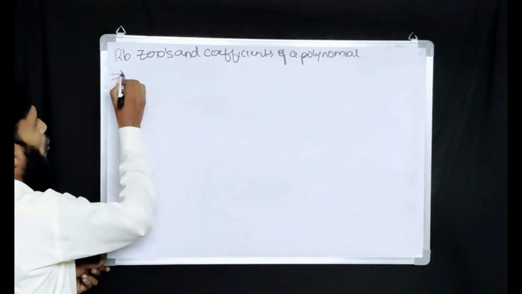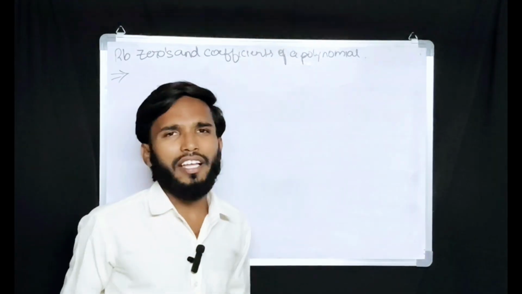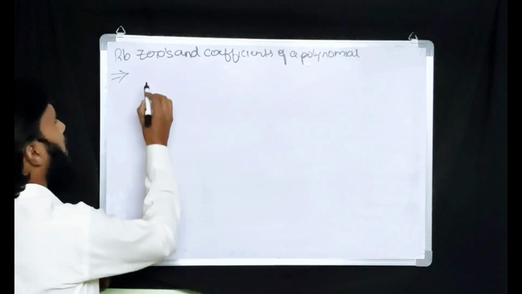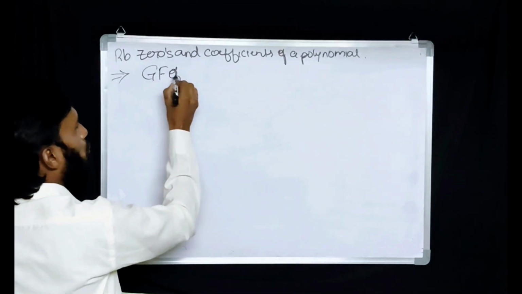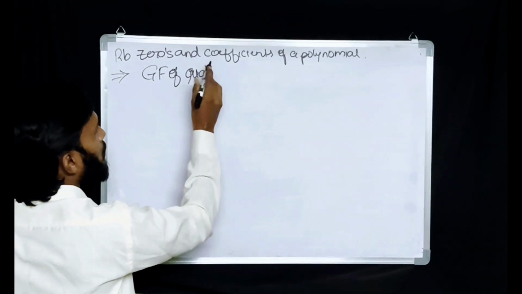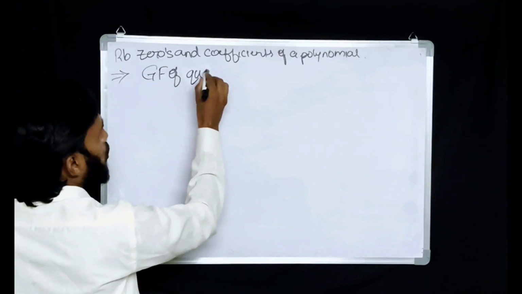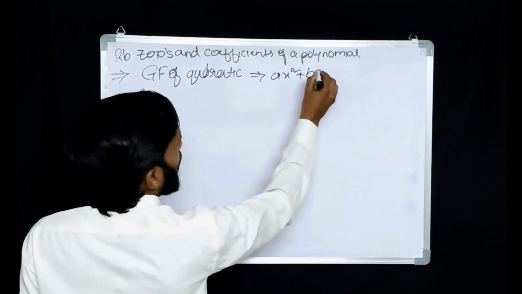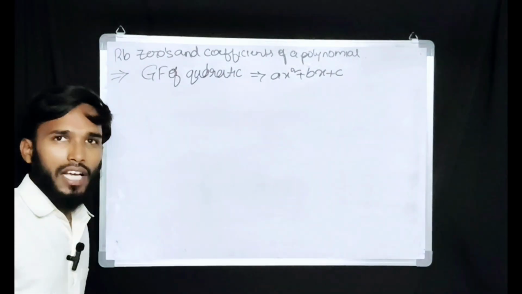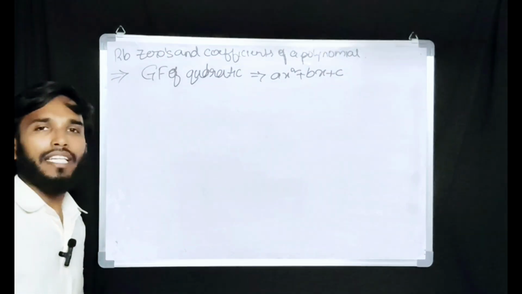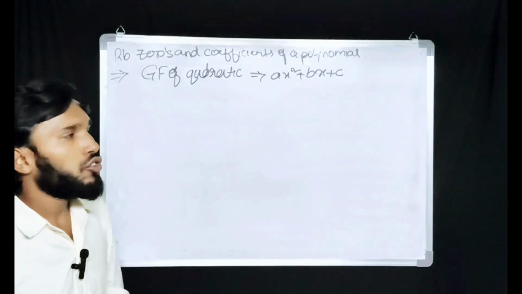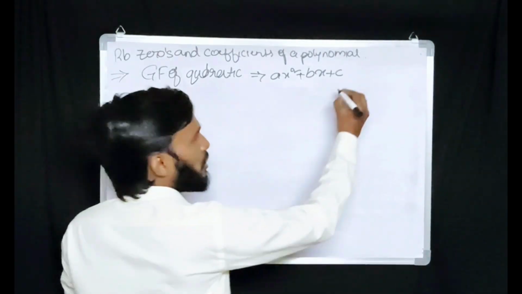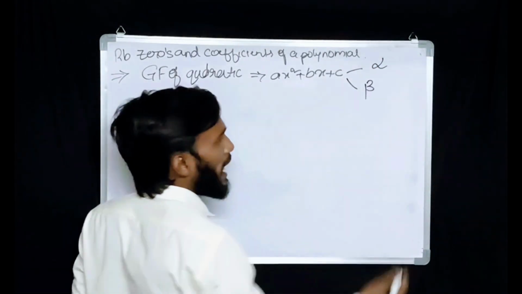Whenever you are finding the relationship between coefficients and zeros of a quadratic polynomial or any other polynomial, first write the general form of the quadratic polynomial. The general form of a quadratic is ax² + bx + c. As we saw in the previous example problem, a quadratic polynomial has only two zeros. One is known as alpha and the second one is known as beta.